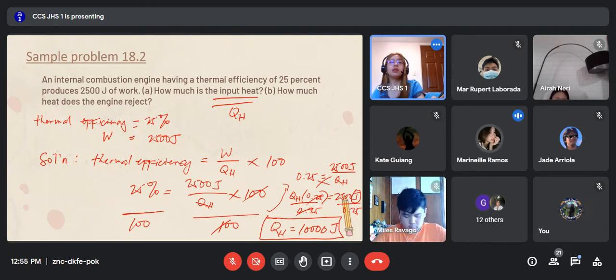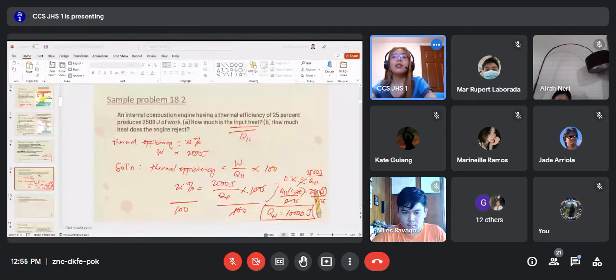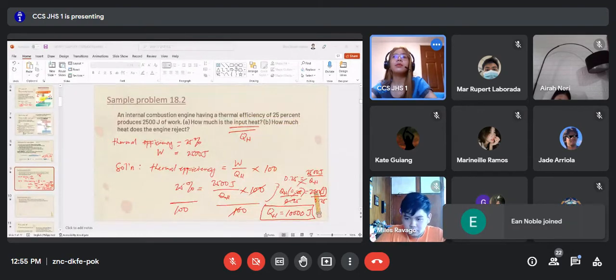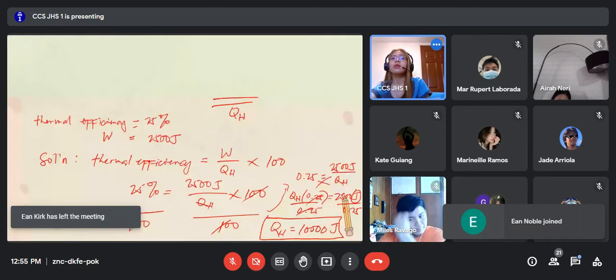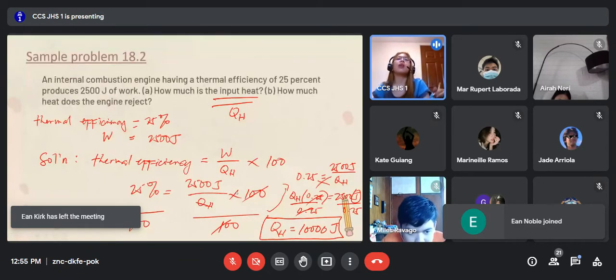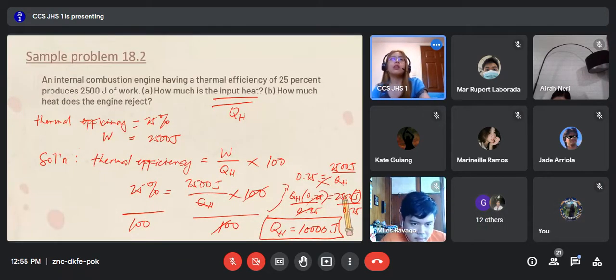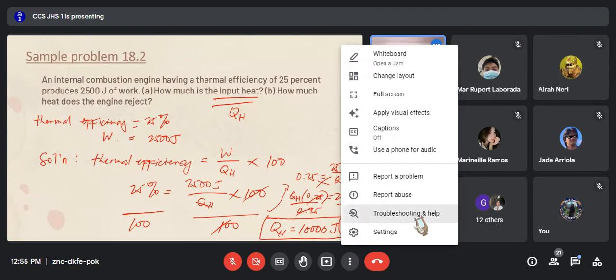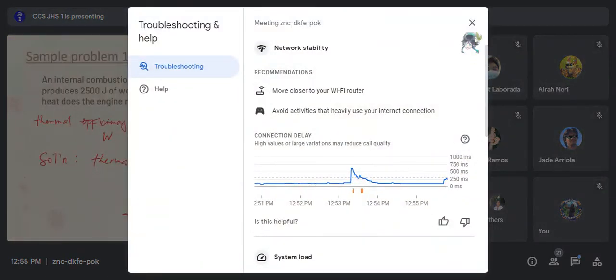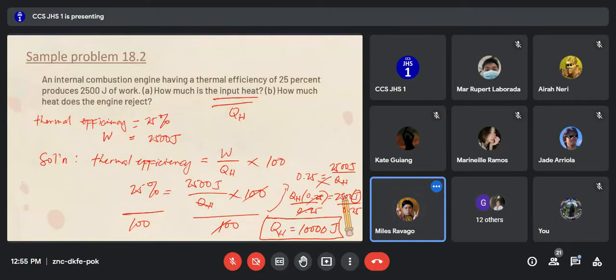None? Okay. What about for B? For letter B, how much heat does the engine reject? Okay, so for B, this is the first law of thermodynamics. What's the formula for work done in the first law? Work equals Q hot minus Q cold.